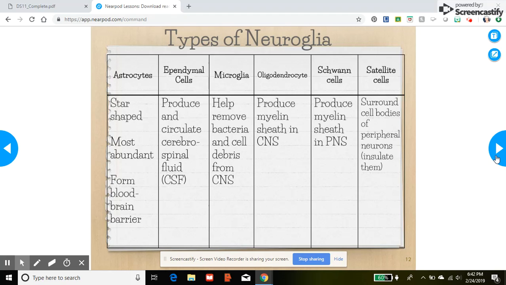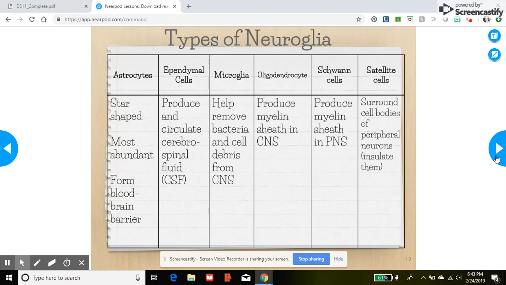The second type of cells that we have are ependymal cells. These are going to create our cerebrospinal fluid. When they do a spinal tap, that's the fluid that they are testing for. You're going to see that when we talk about the meninges of the brain. That fluid, the CSF, is going to be all surrounding the brain, and it's going to go all down the spinal column.